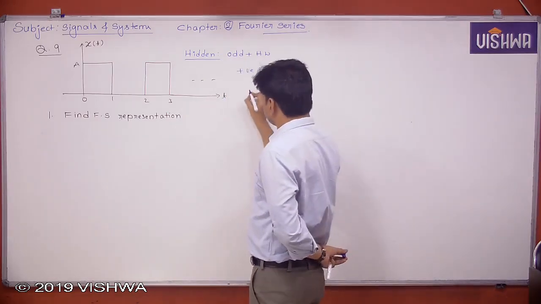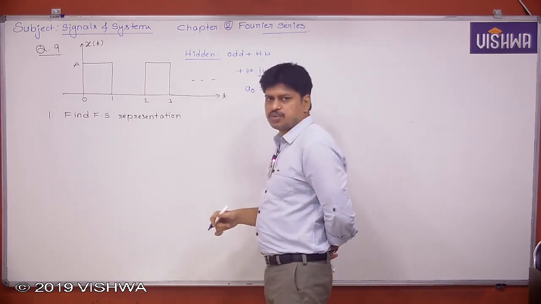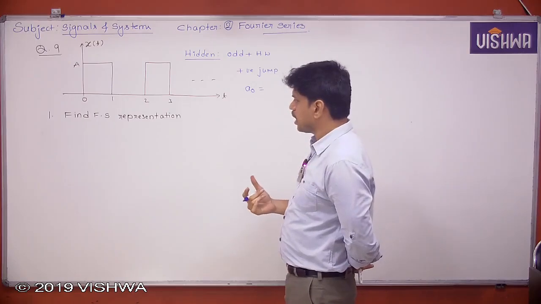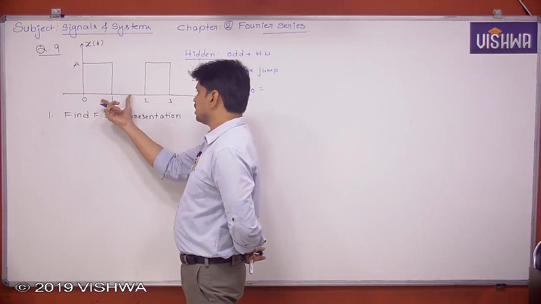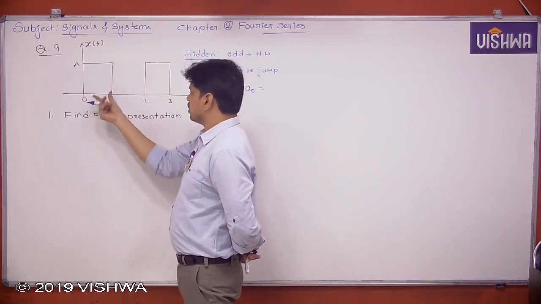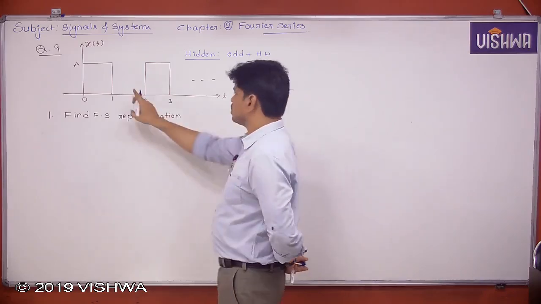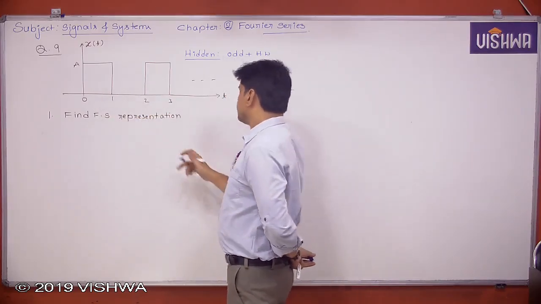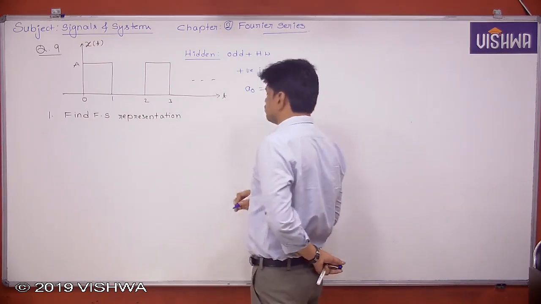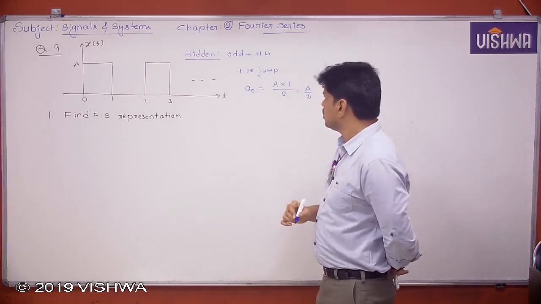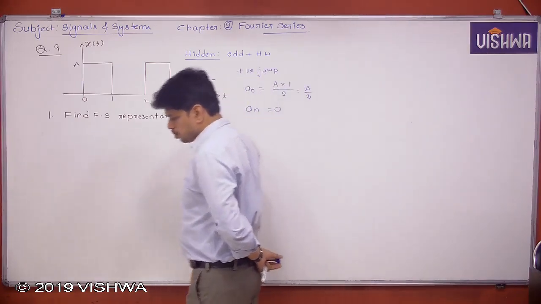Let's say first, what is the A0 value, that is the DC value. Because it is a hidden symmetry, we are having the A0 value also. How can we calculate that? Area over one period. For a period we calculate the area, that is A into 1. Next, there is no area. Divided by the total period, which is 2. Finally this is A by 2, the A0 value. Next, what is the AN value? It is 0.